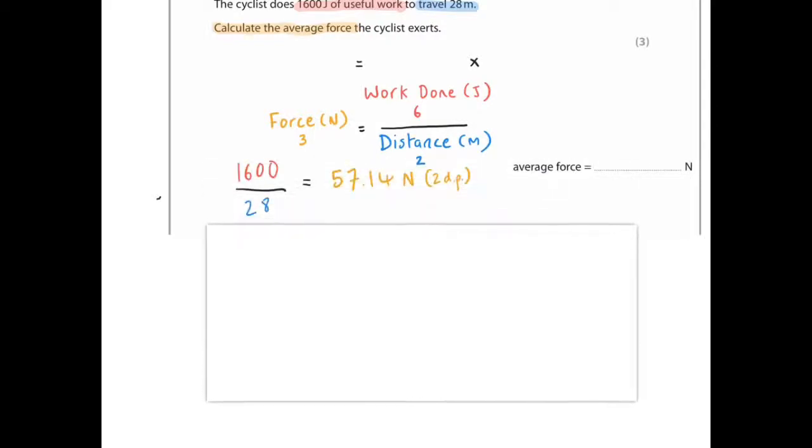So now we substitute the real figures in. Work done is 1,600 joules, you can see that up here. Distance is 28, you can see that up here. And so the answer is 57.14 newtons. If in doubt, just go to 2 decimal places.